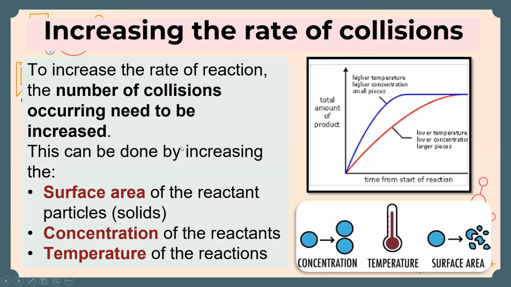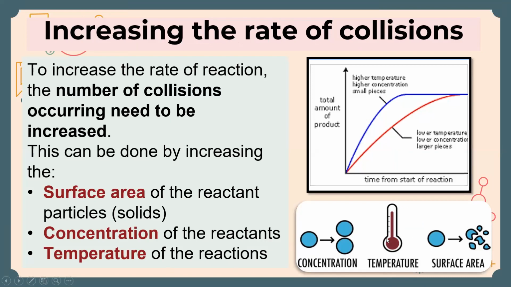So increasing the rate of reactions, we know we can increase the rate of reactions by increasing the surface area of the reactant particles. This could be, for example, taking a big cube of metal and smashing it so it becomes like a powder. So now that's more surface area, so there'll be more area on which the reactants can interact or combine.